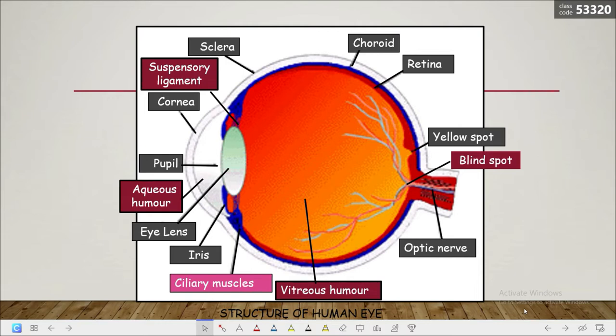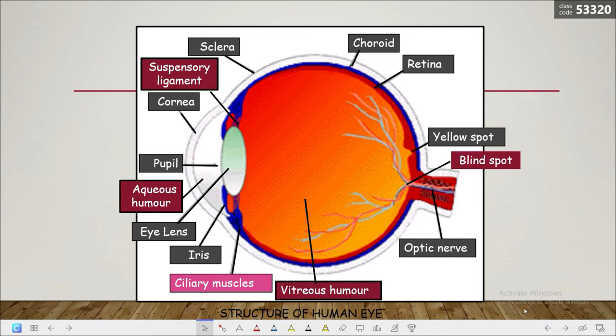The yellow spot has many photoreceptors there. For the blind spot, there is no photoreceptor, and you already know the function of the receptor is to produce the impulse. The optic nerve is the one that brings the impulse to the brain. The brain interprets it, then it will be sent to the effector, to see what the effector will do.